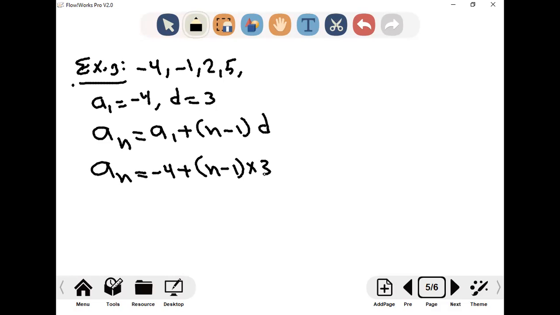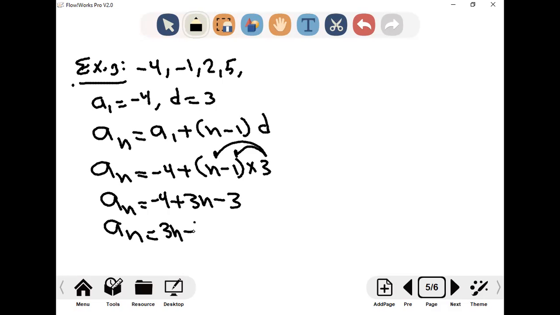Simplify it. How do we simplify it? Distribute the 3. So an equals negative 4 plus 3 multiplied by n, and 3 multiplied by 1. Now, if you remember like terms, negative 4 with negative 3 gives negative 7. Check. So an equals 3n minus 7.